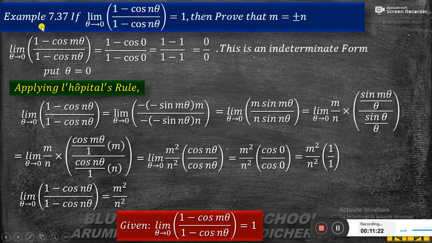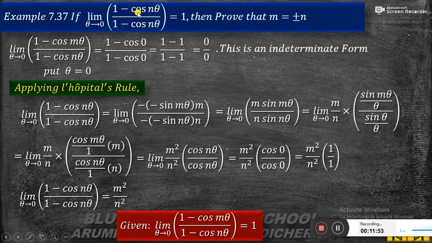Now example 7.37. The question: if the limit as theta tends to 0 of 1 minus cos m theta by 1 minus cos n theta equals 1, then prove that m equals plus or minus n. Now we will prove m equal to plus or minus n.